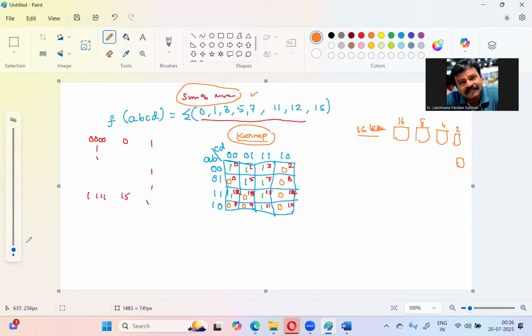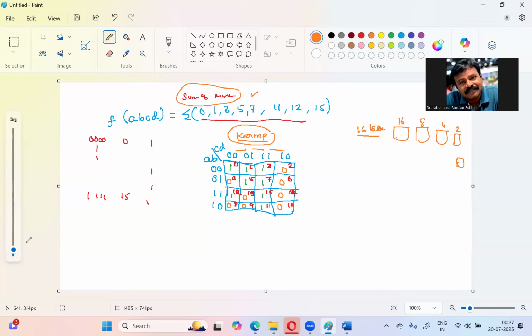This is consecutive. This is adjacent. Adjacent means there is only one bit change. Now in the outer row cells, the first one and the last one are adjacent. If you have wrap around, the first one and last one are adjacent.